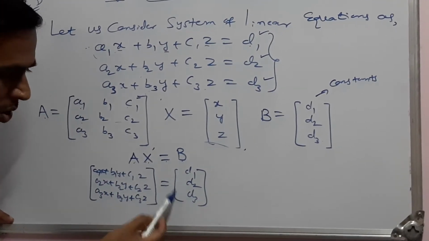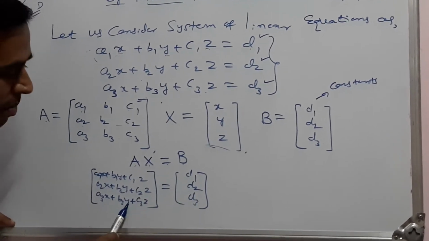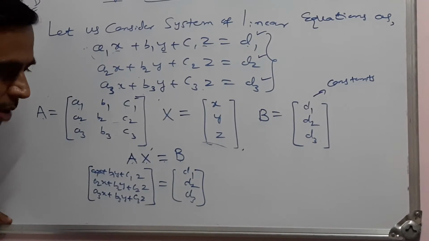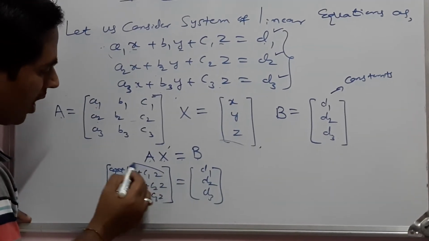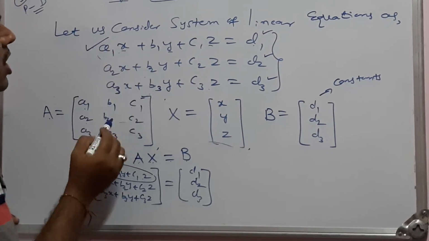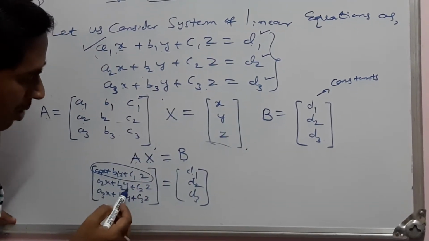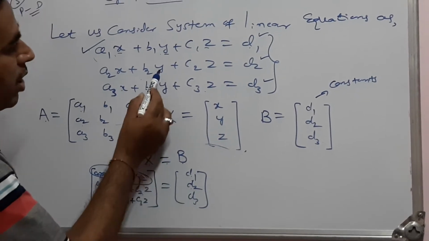Here is the equality of matrices. This matrix is equal to this matrix, left hand side equal to right hand side. When matrices are equal, corresponding elements are equal. So equating the corresponding elements, what do I get? a1x plus b1y plus c1z is equal to d1. That is the first equation. Then a2x plus b2y plus c2z is equal to d2. That is the second equation.